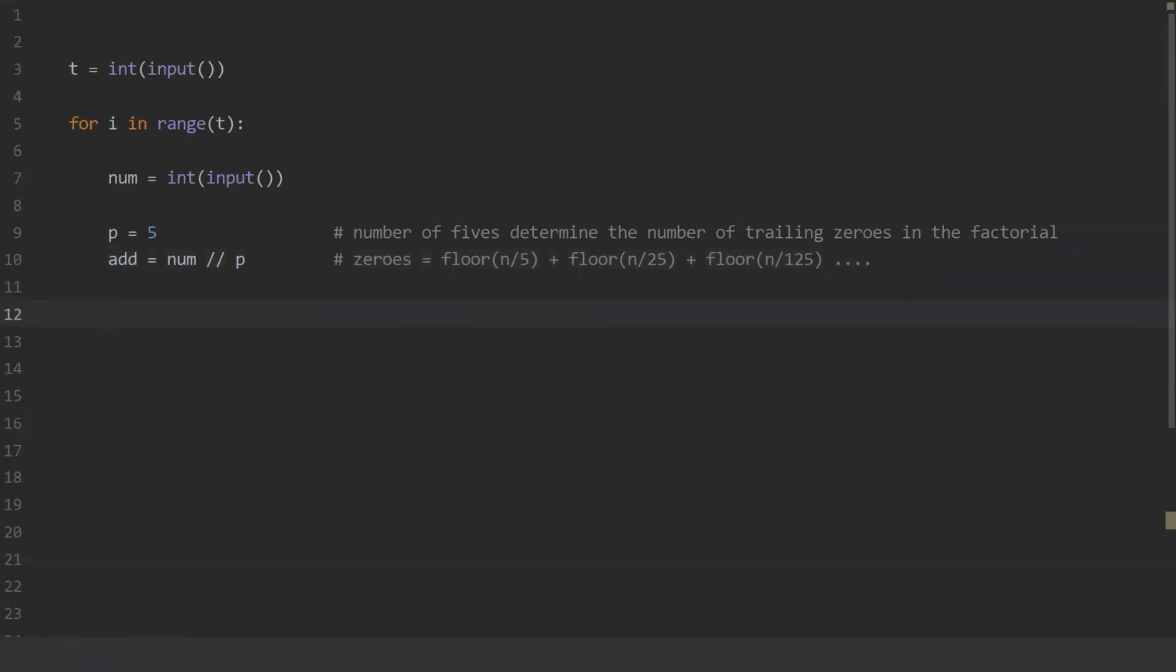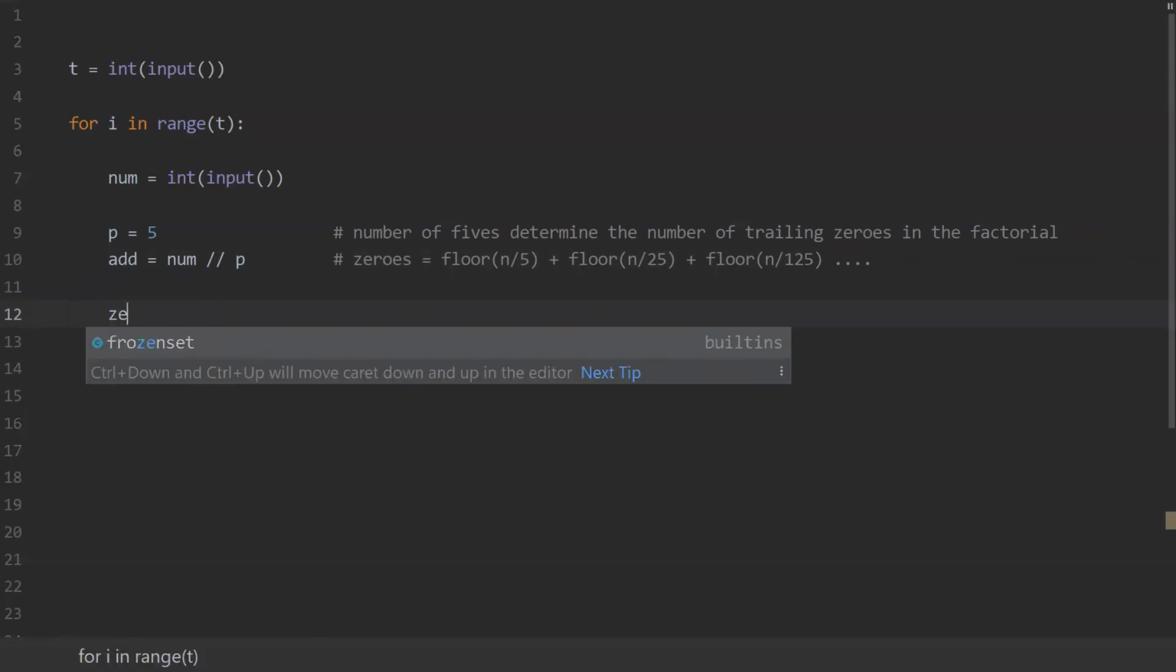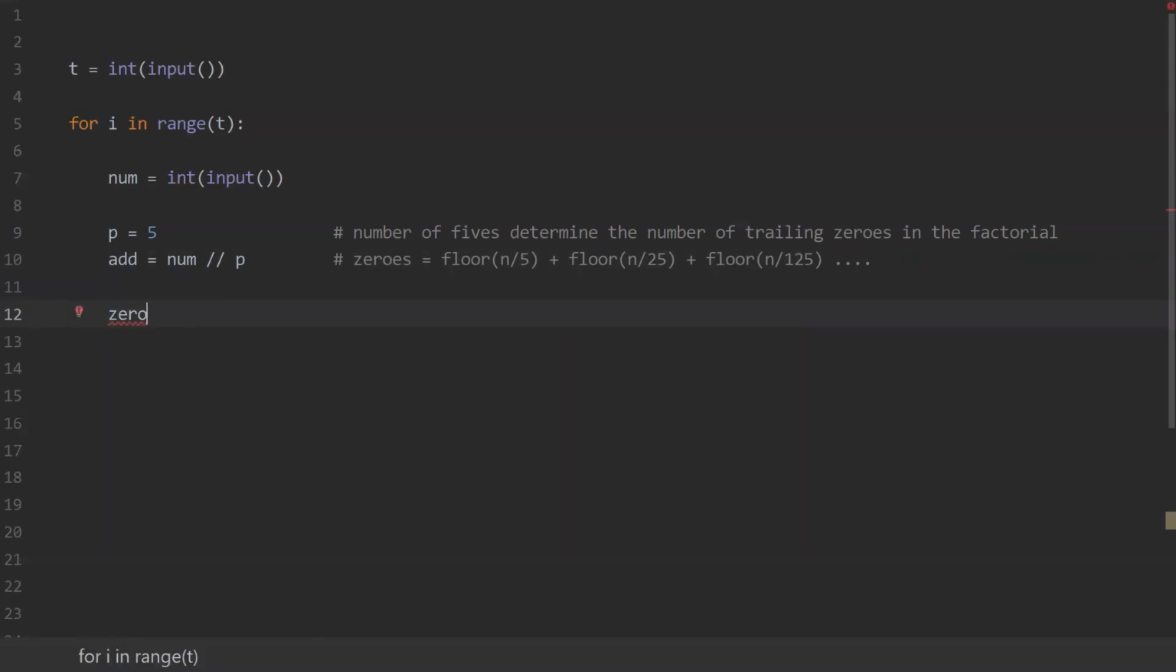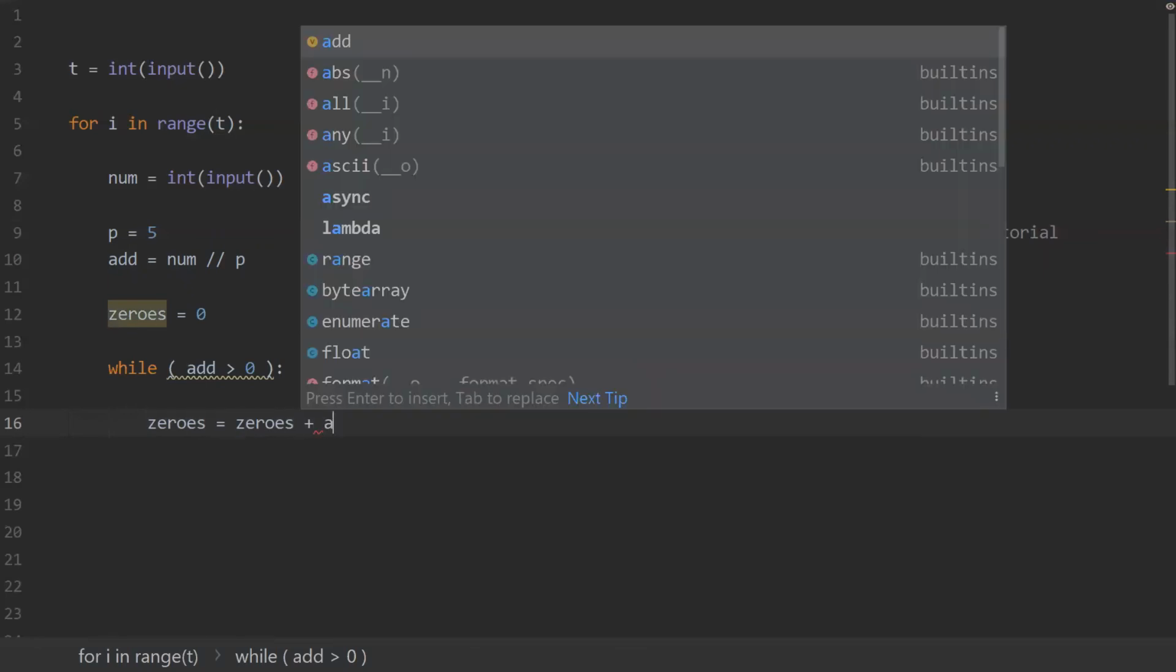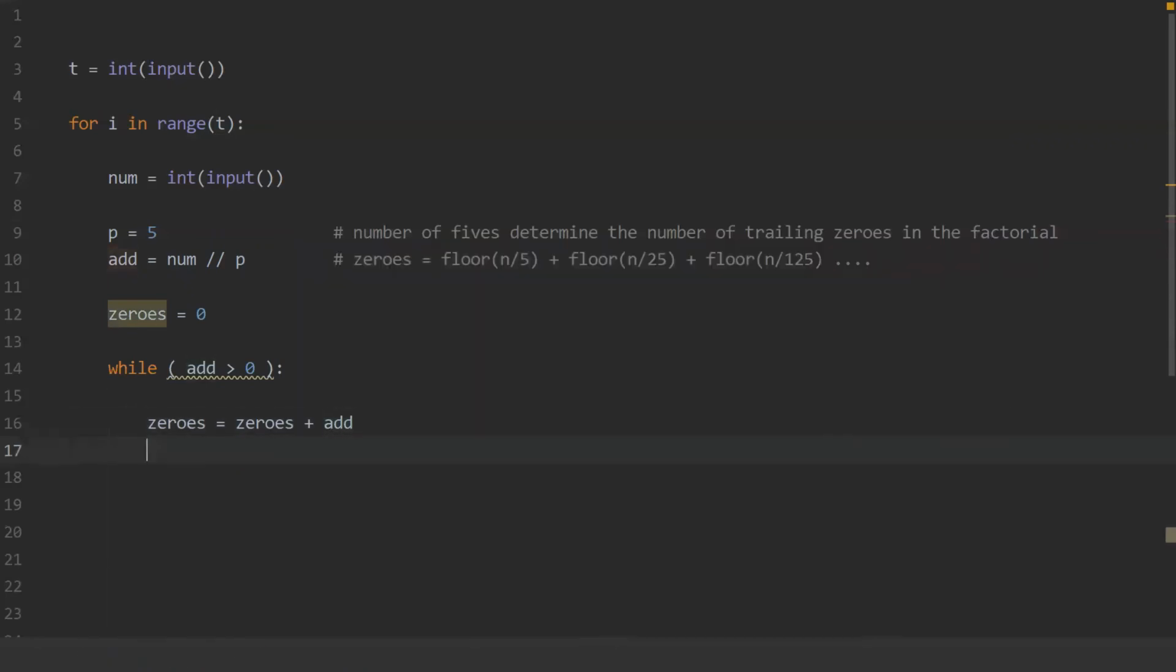Let's call the number of zeros in our number zeros. So zeros is equal to 0 initially. Now, while add greater than 0, zeros equal to zeros plus add.